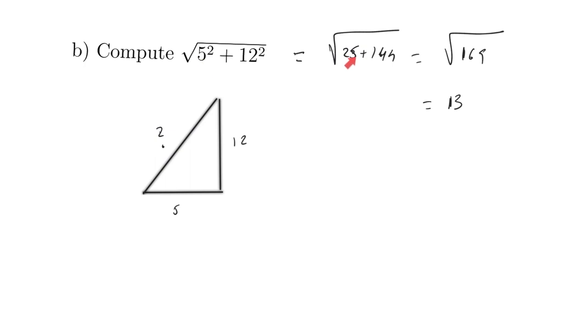5 squared is 25, 12 squared is 144. The sum is 169. And the square root of 169 is 13. So you have a triangle that is 5, 12, 13, a triangle with a 90-degree angle here, where the Pythagoras theorem is applied, and this is the calculation, it is 13.